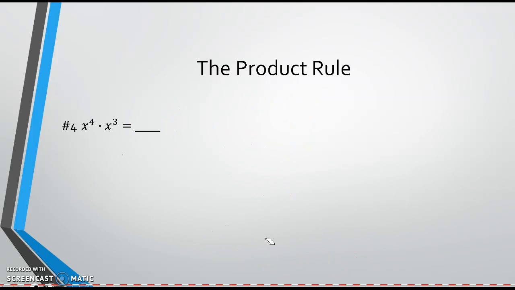Let's move on. The product rule. This one might be the easiest one. x to the 4th times x to the 3rd. Pause the video and see if you can figure out what that is.